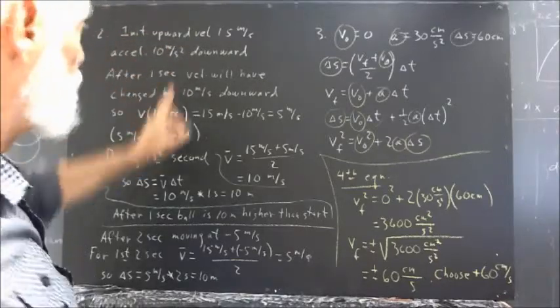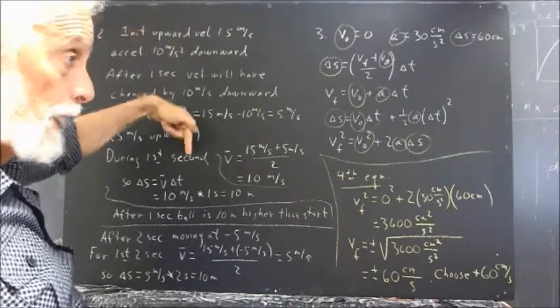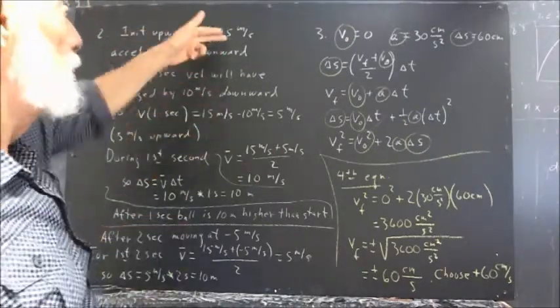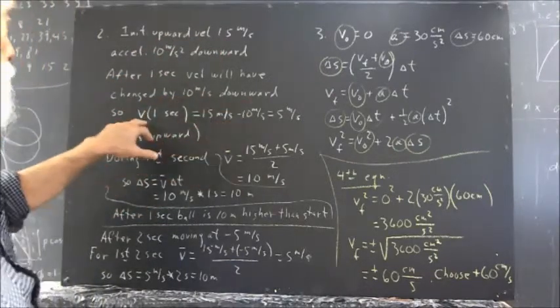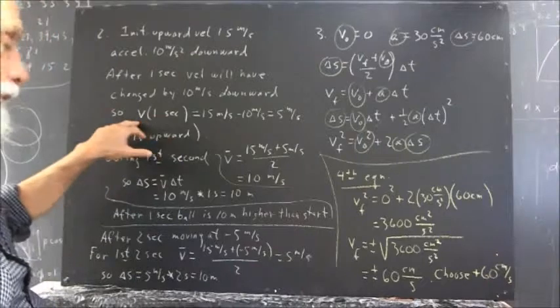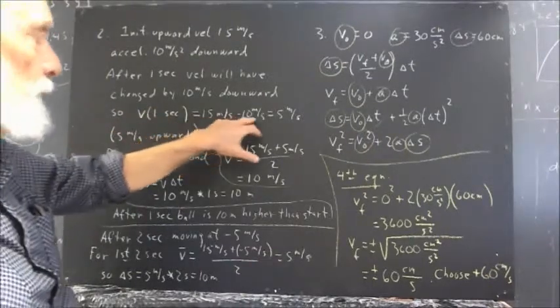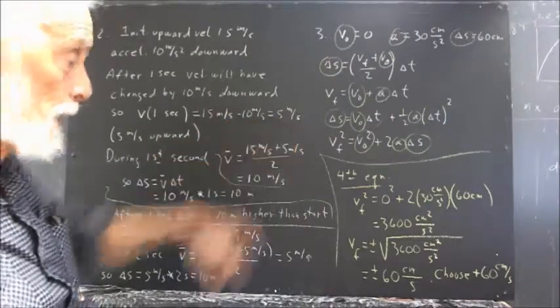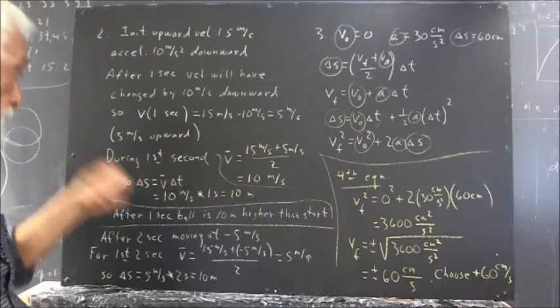Now, of course, if you have an upward velocity of 15 meters per second and it changes downward by 10, that's going to leave you 5. So the velocity at 1 second, using function notation, v of 1 second, is going to be 15 meters per second minus 10 meters per second, 5 meters per second, which means 5 meters per second upward.